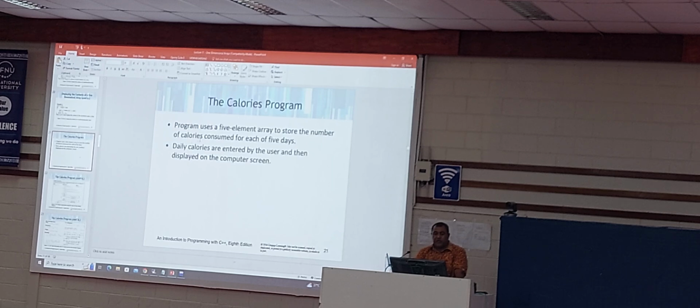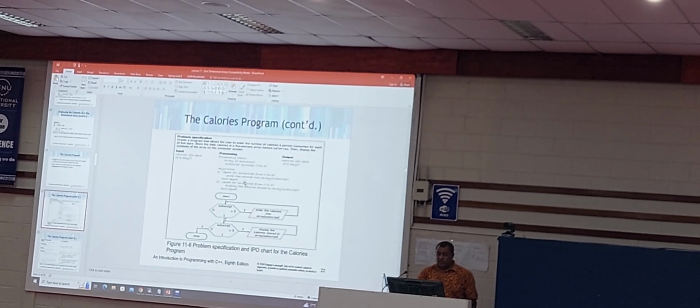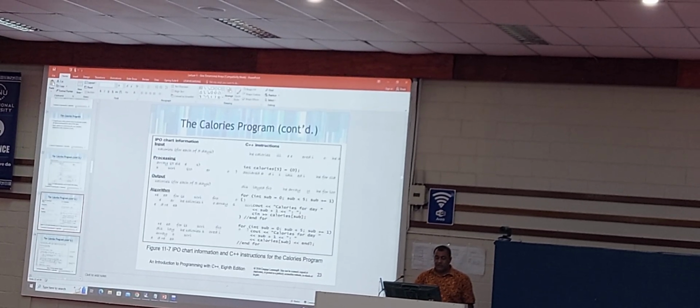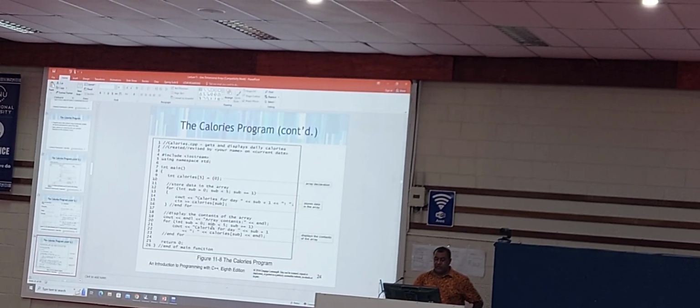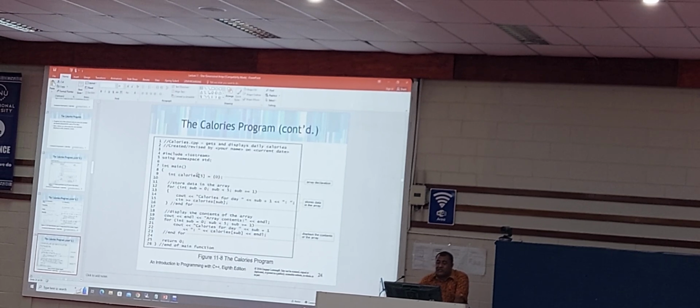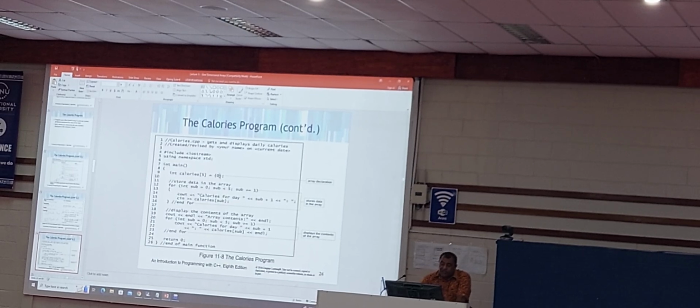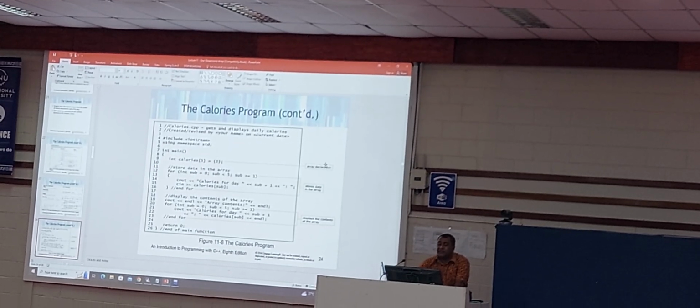Okay, the calories program. The program uses a 5-element array to store the number of calories consumed each day for 5 days. Daily calories are entered by the user, then displayed on the computer screen. So here is the algorithm. That's a flow chart. We're interested in the code, so this is the actual code. In calories 5, the size of the array is 5. We are initializing the calories array with integer 0. So that's an array declaration.